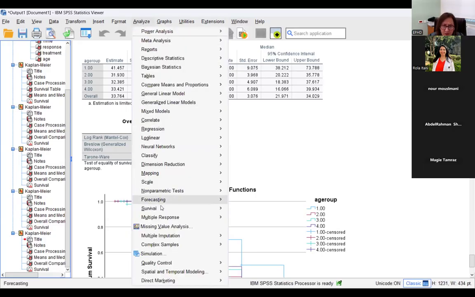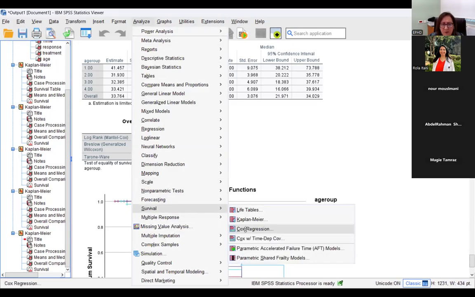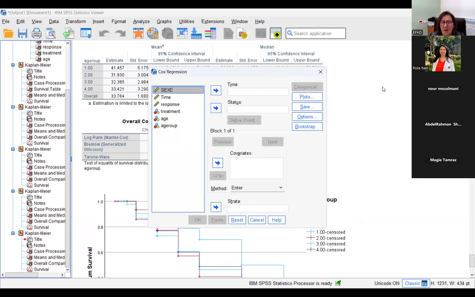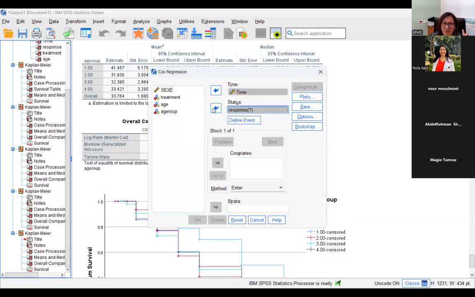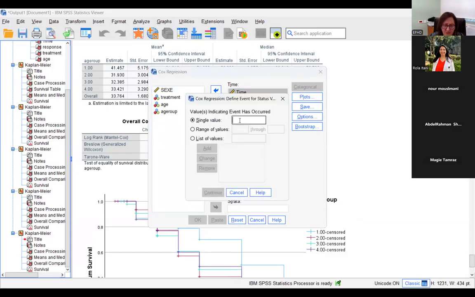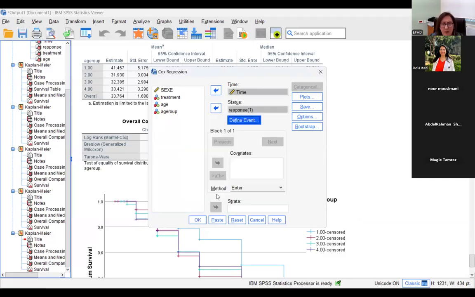So Analyze, Survival, Cox Regression. In the Cox regression, the first thing to do is I want to have an unadjusted association. If I want to do an unadjusted association, what should I consider only? The main exposure. So first, always in survival, I need to define the time, define the status, which is response, having the event or not having the event, continue, and then put only the treatment.